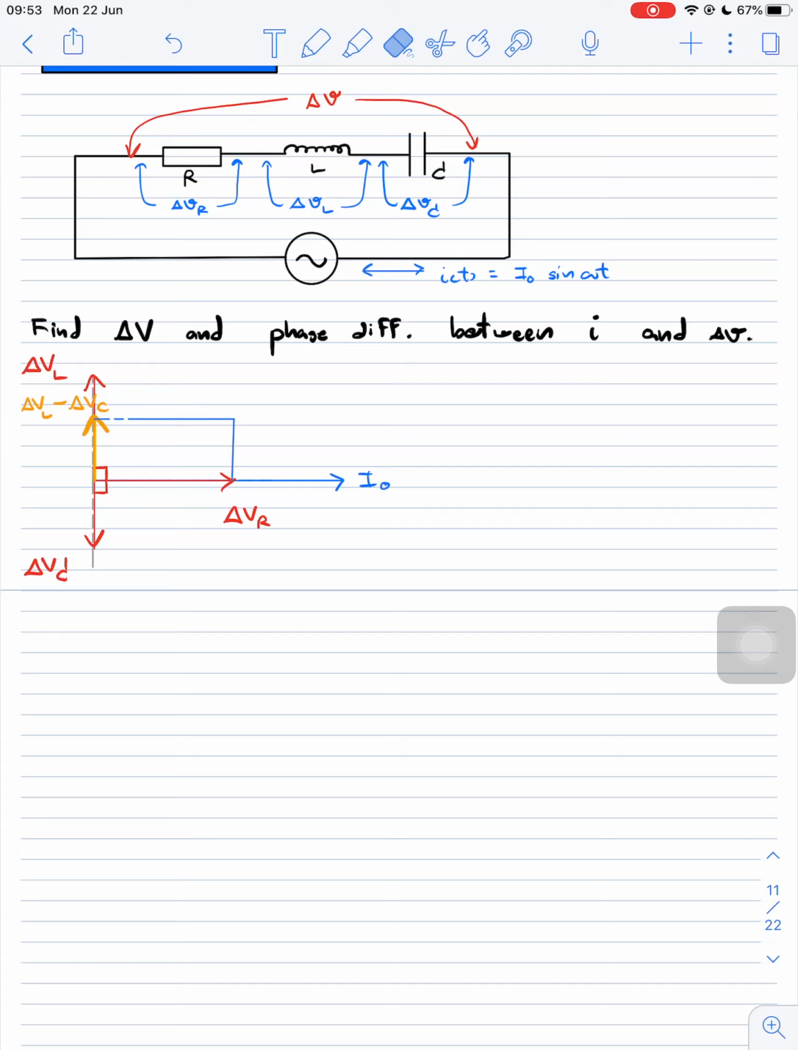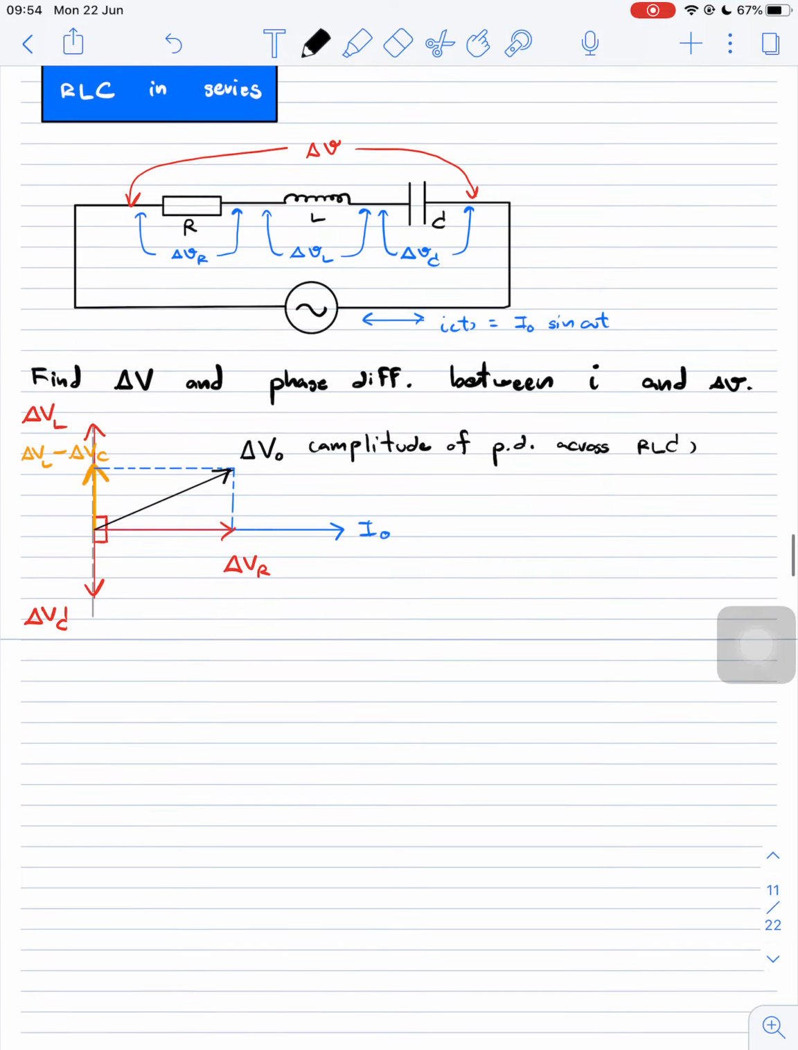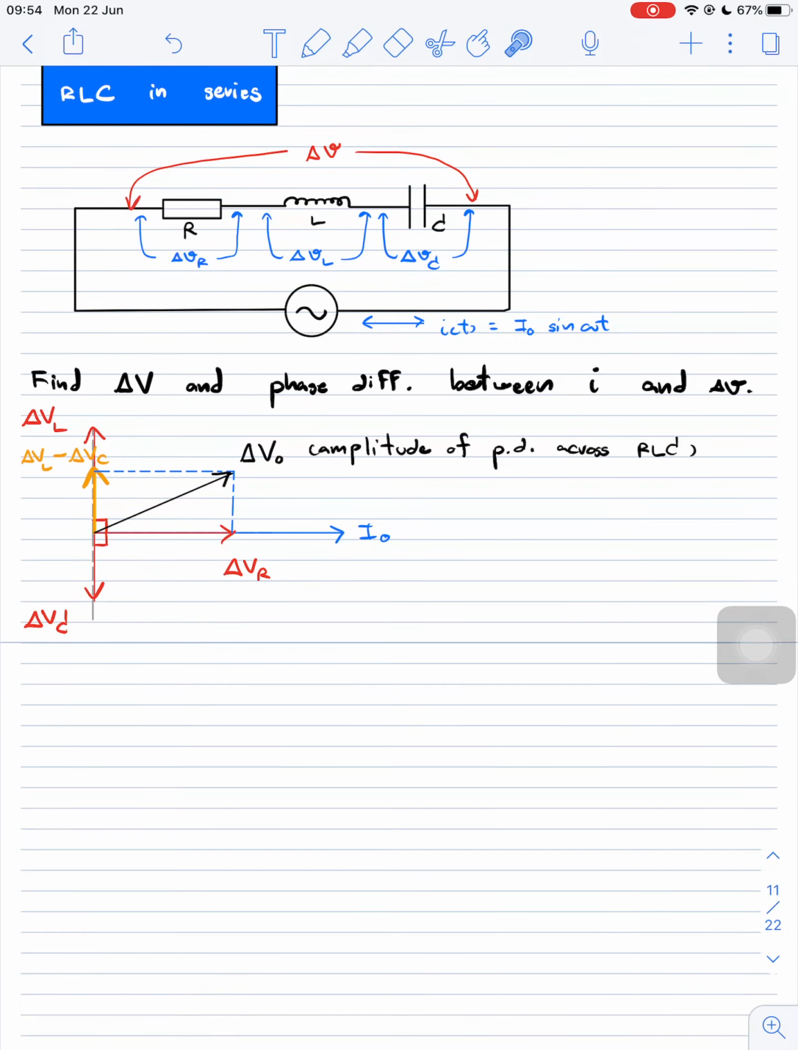Yeah, something like this. Okay, so it means that finally this one is going to be delta V naught, right? The amplitude of the potential difference across the AC source. No, let's say across the R, L, and the C. In this case, across the R, L, and the C.